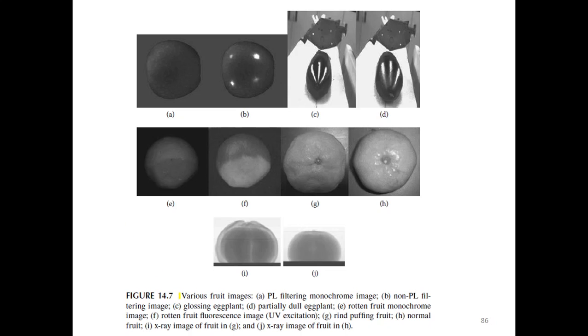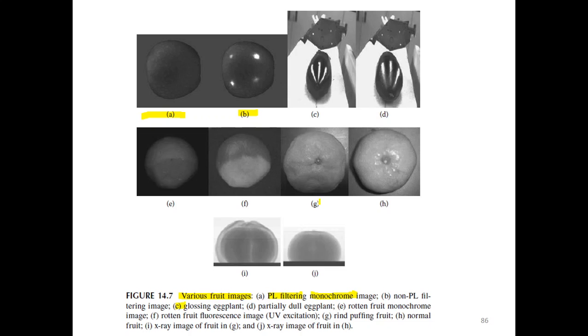So here are showing the various fruit images. A is a filtering monochromator image. So this one, A, is here. Okay, it's showing you just one monochrome. Monochrome is a single color. Okay, and B is a non-PL filtering image. So here is a PL filtering. So he's using some filter to process the image. And B does not use this one.